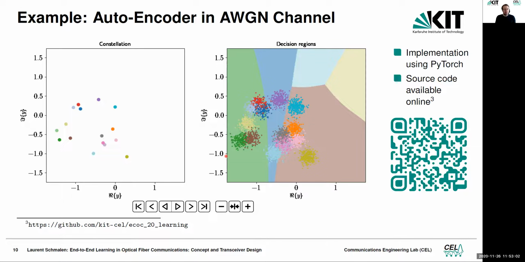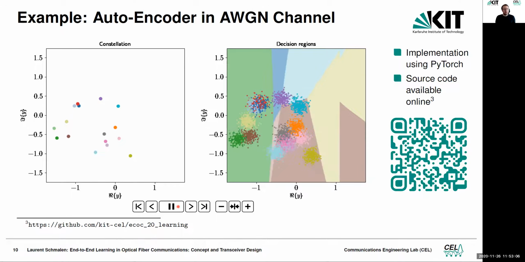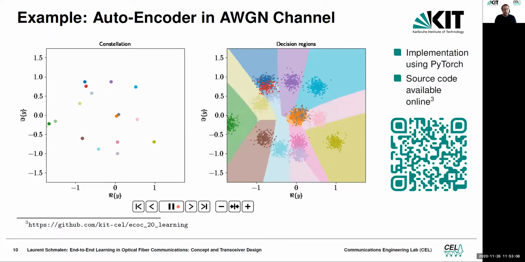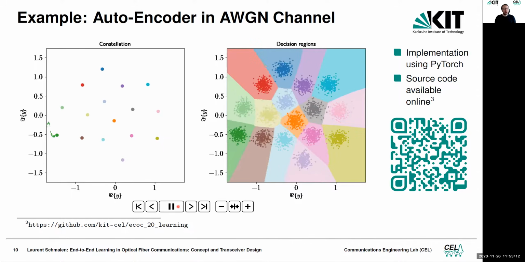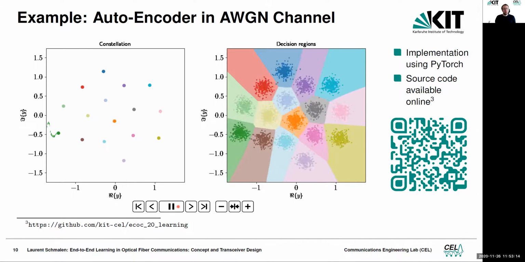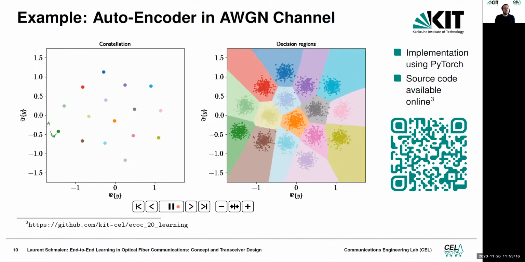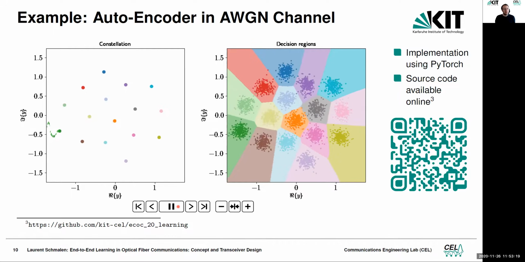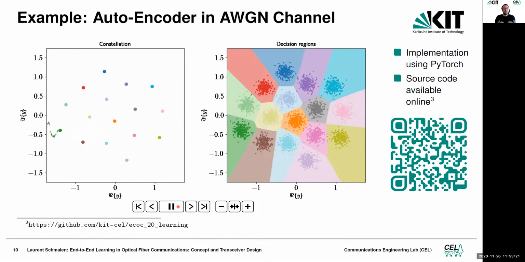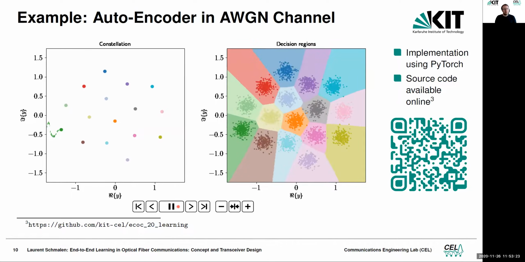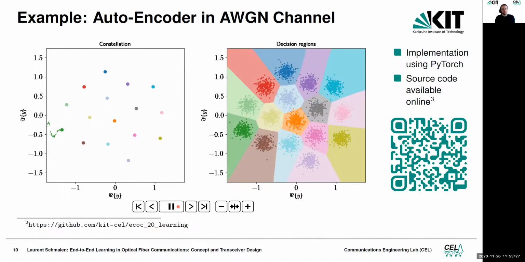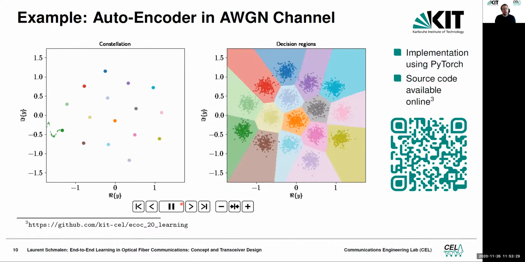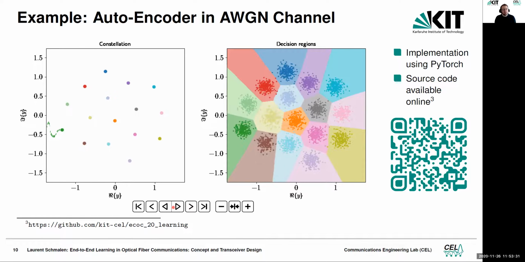Again, if you want to play around with this, we have the source code online, so you can download it and generate the animation for yourself. And we see that the constellation learns and converges to something that looks like being extracted from a lattice, which we know is very good on the AWGN channel for optimizing the symbol error rate, depending on, of course, the signal to noise ratio of your channel. So you see that this works quite well, and we can actually learn a nice constellation.